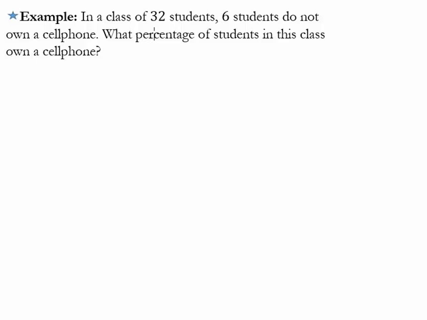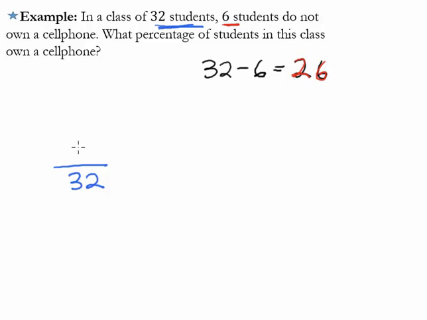For example, in a class of 32 students, so that is the whole class, so in our part to whole comparison, that's going to be the whole. 6 students do not own a cell phone. What percentage of students own a cell phone? Well, first off, we have to find out the number of students who do own a cell phone, and that can be calculated pretty easily. If out of those 32, there are only 6 who don't own it, we can find the difference there and find out that 26 students do own a cell phone. So 26 is the part that we're going to be calculating. So we want to find out 26 over 32.